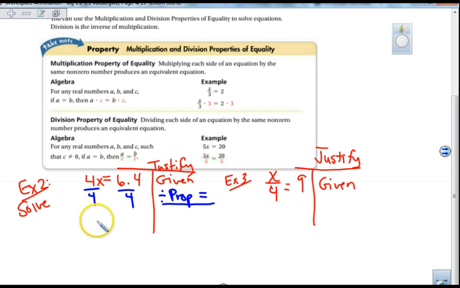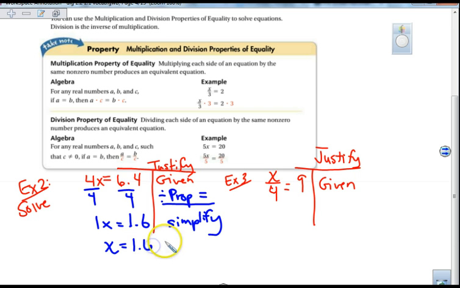Once I've divided on both sides, I can write that I have 1x equals 1.6. So if I am looking at this solution, I have 1x, and this was simply simplifying, right? But now, when I take 1 times x, I could say that that's x. What property is that? That is our multiplicative identity property.